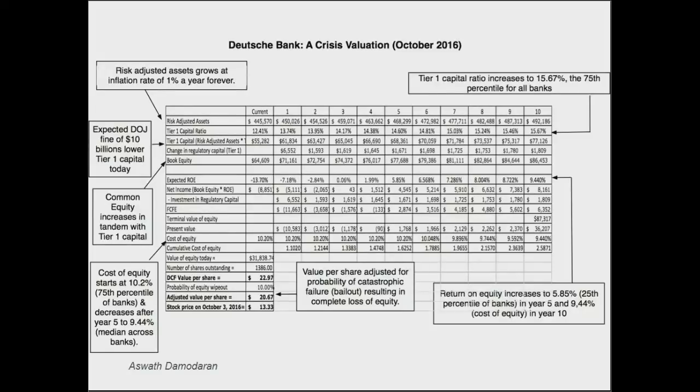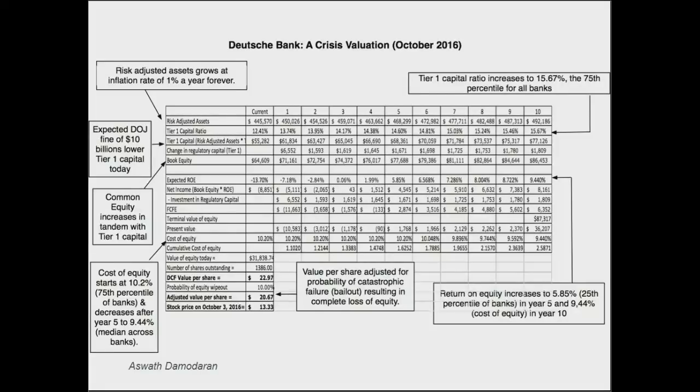You subtract that from net income. What's my free cash flow to equity in year one? Minus 11.7 billion. Year two, minus 3.7 billion. Based on my reading of Deutsche, it looks like they'll have to raise a lot of equity in the next 3 years. But I now have a free cash flow to equity that I can discount at the cost of equity.